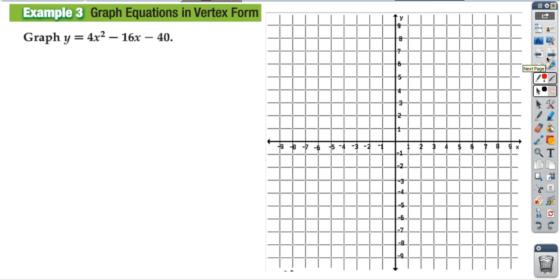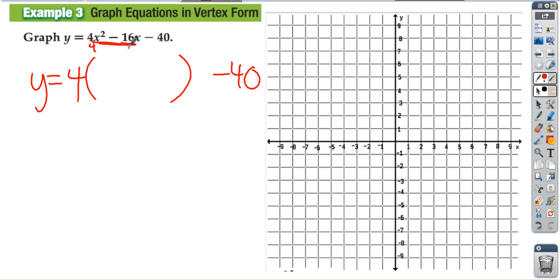Alright, last thing is how do you graph something in vertex form? And basically the first thing we want to do is obviously put it in vertex form. So remember, this minus 40 just hangs over here. In order to complete the square here, we need that to be 1x squared, so we're going to pull out the 4 and divide each of these by 4. 4x squared divided by 4 is x squared. Minus 16x divided by 4 is minus 4x. How do we complete the square? We take half of this number, which is negative 2. We square negative 2 to get positive 4.